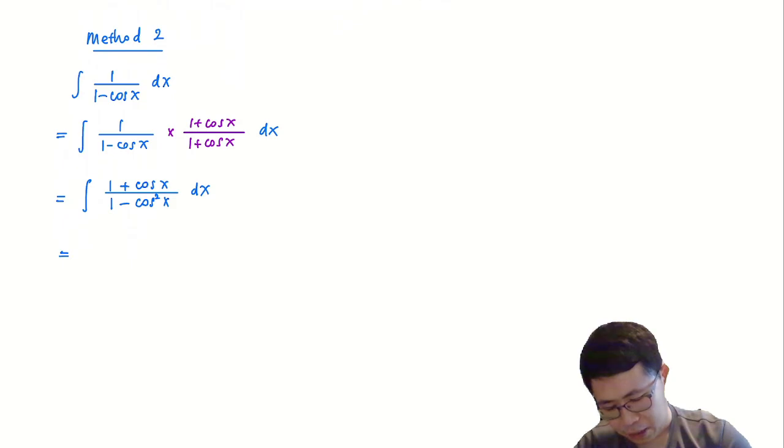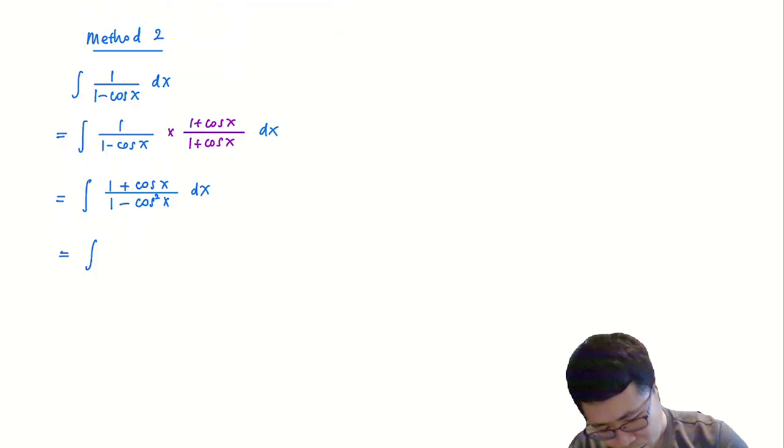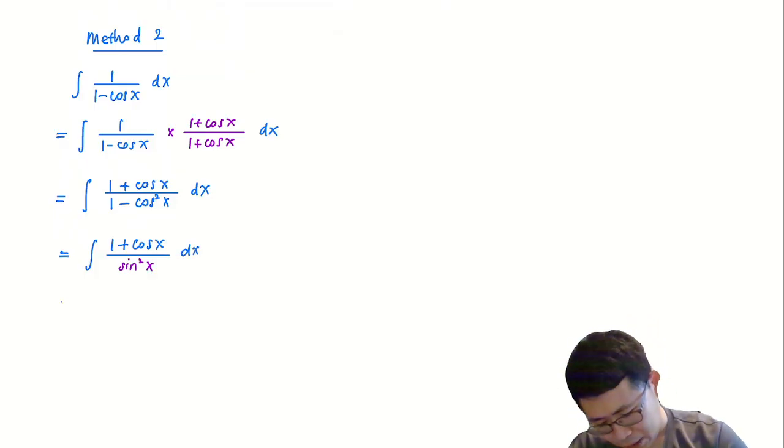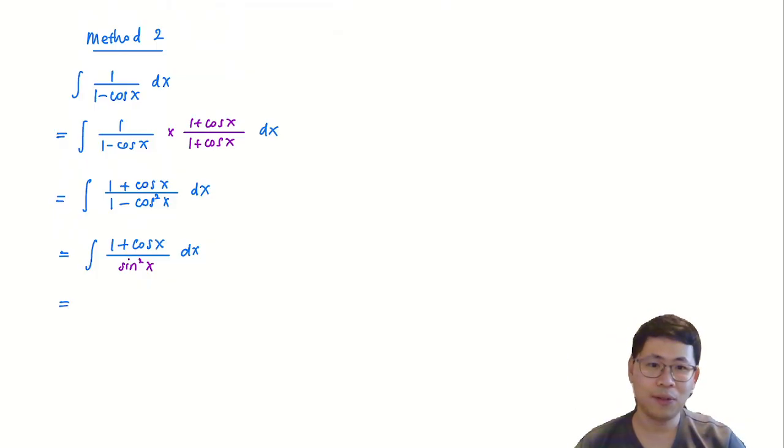Okay, so with this over here, we will simplify the 1 minus cos square by our very famous identity over here, which is actually sine square x dx. Okay, now with this we can split the fraction, because the idea is to get the denominator into one term so that we can split things up differently, and then we can integrate one by one, right?